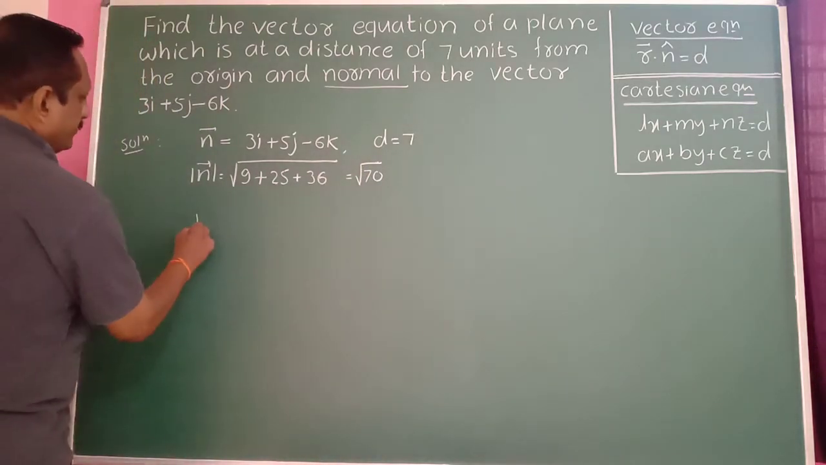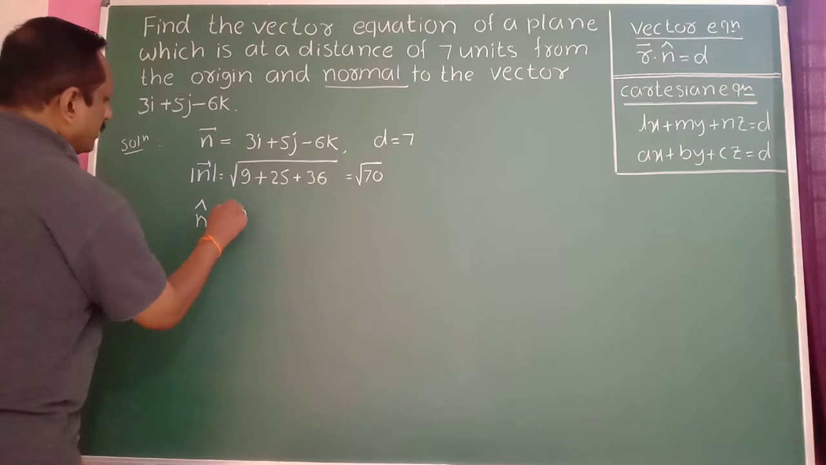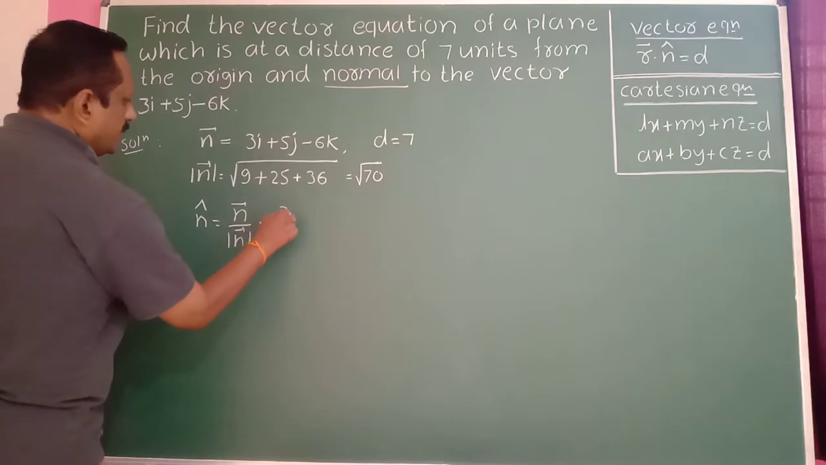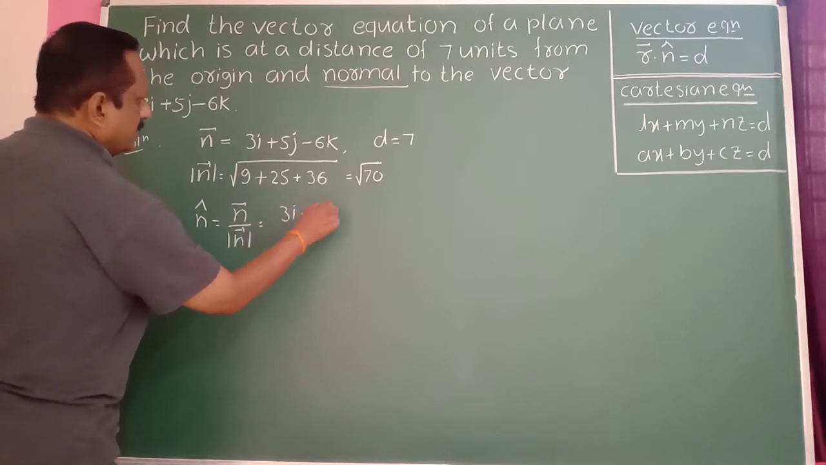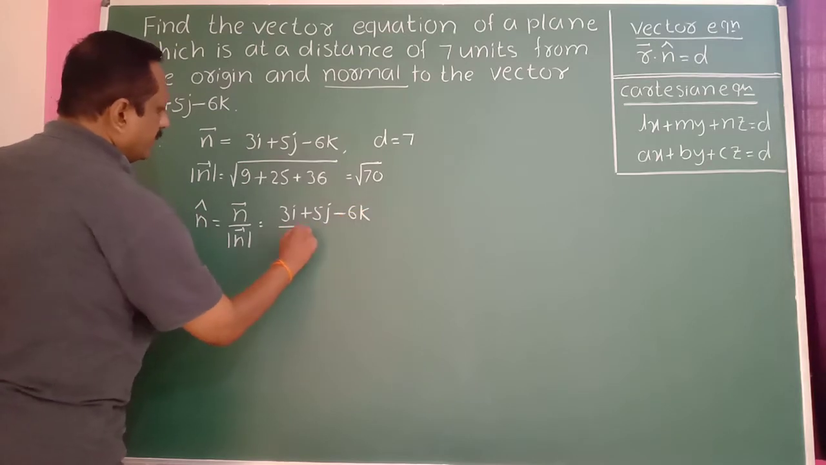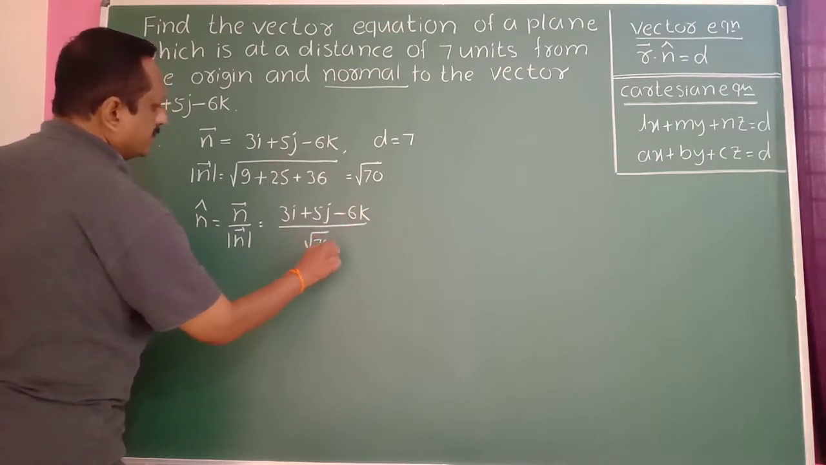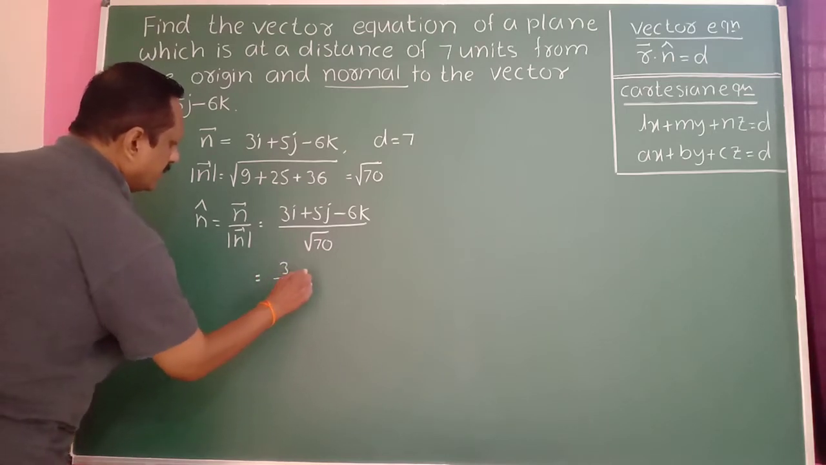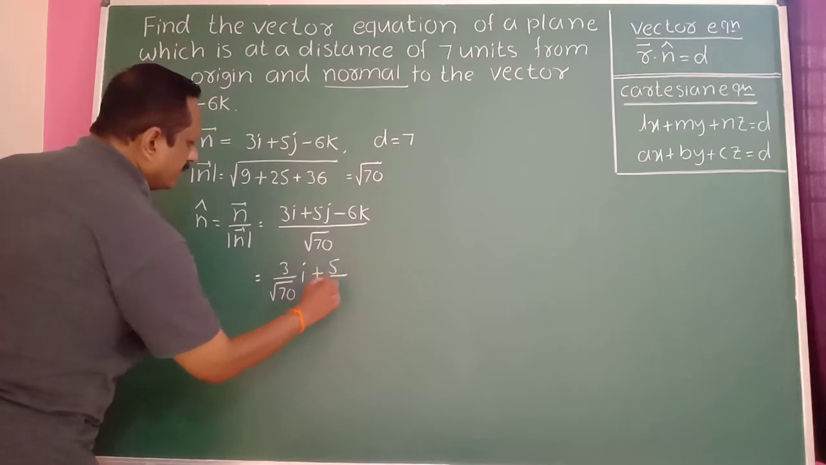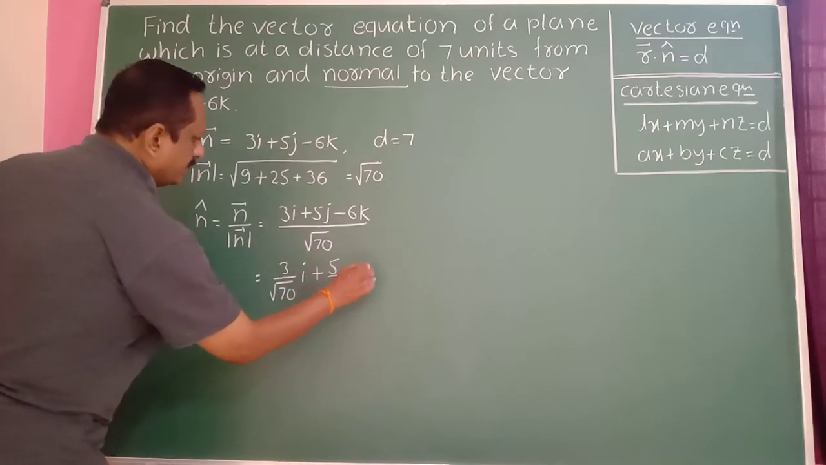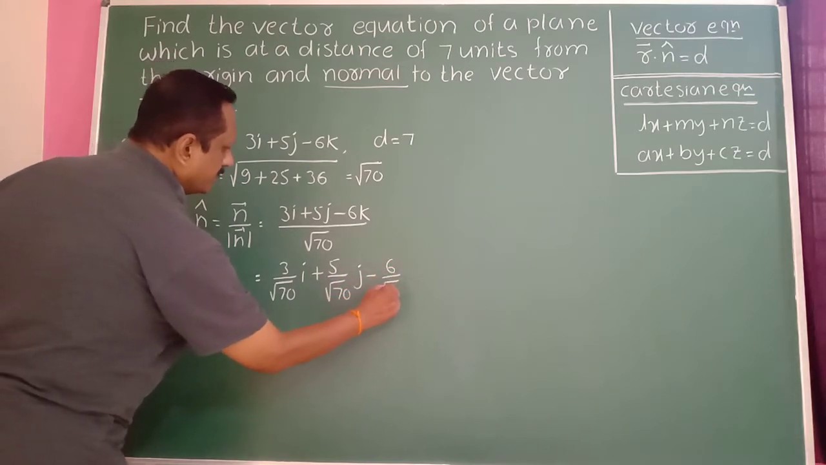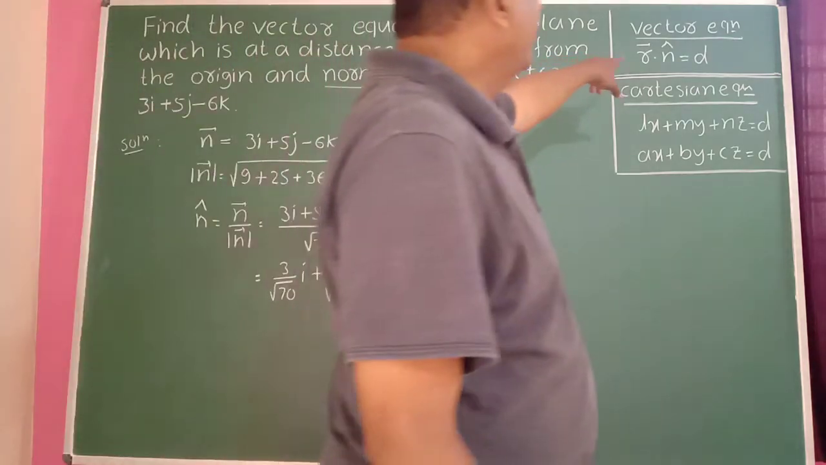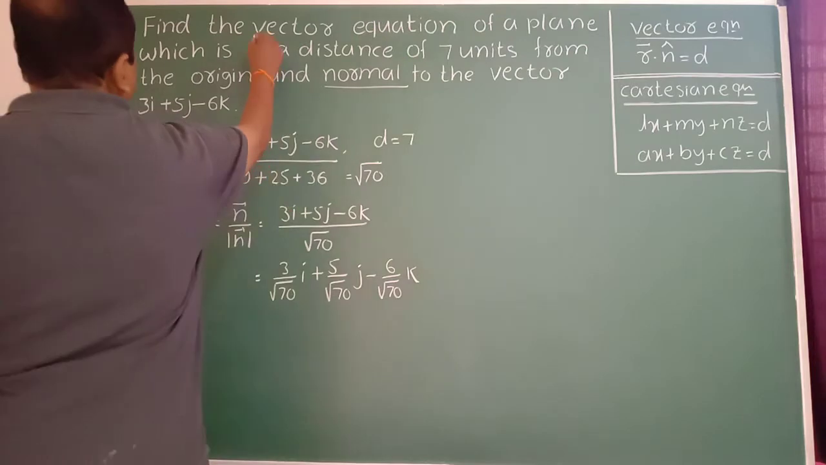Therefore n cap is equal to n bar divided by modulus of n bar, that is equal to 3i + 5j - 6k divided by root 70, or you can write 3 divided by root 70 into i plus 5 divided by root 70 into j minus 6 divided by root 70 into k. This is n cap here. So now we find the vector equation.